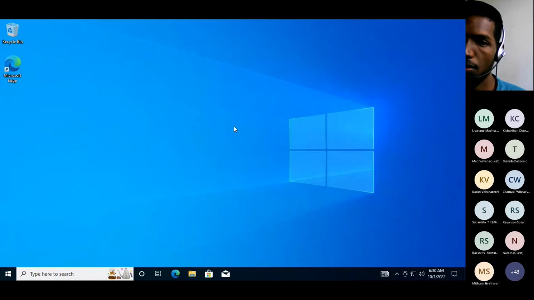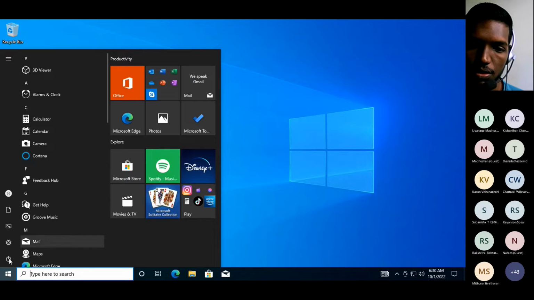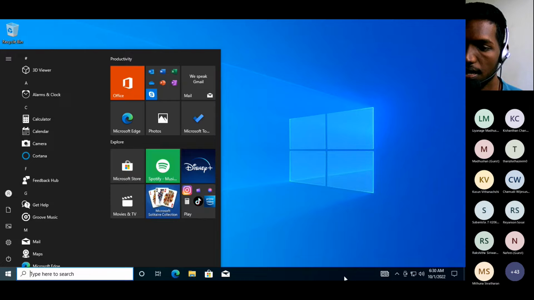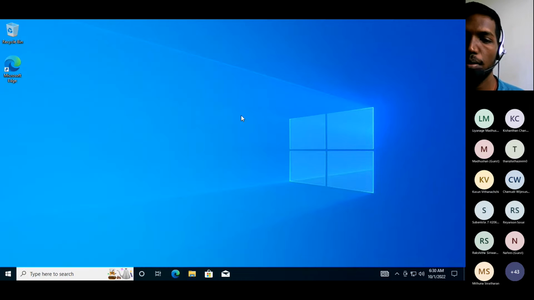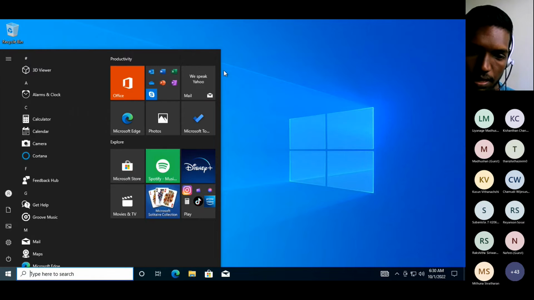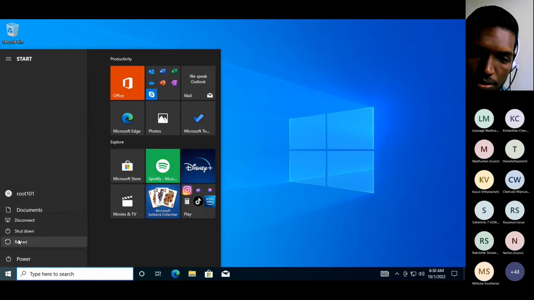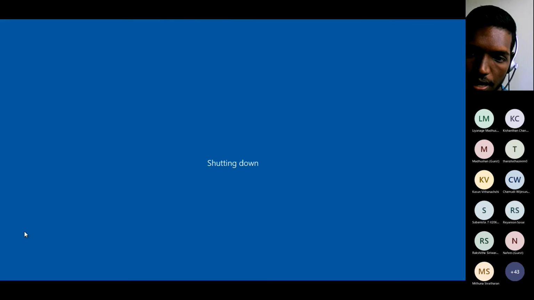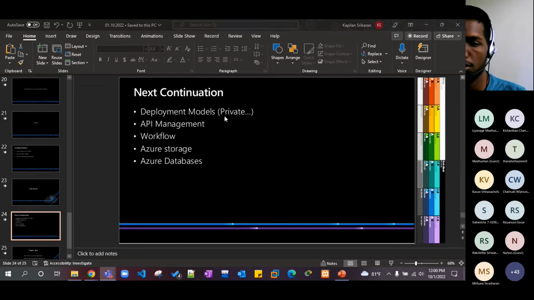Here the fully loaded system is ready, so you can now use it. When you buy a new computer and load the OS, whatever look it has appears here as well. I just want to shut down this one, so I am shutting down the virtual machine. And now I will go to the presentation.